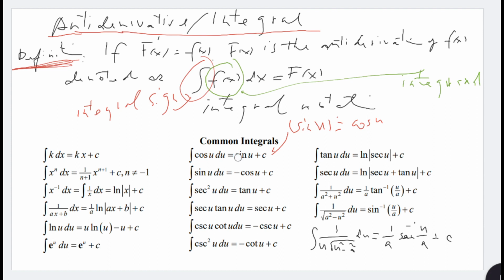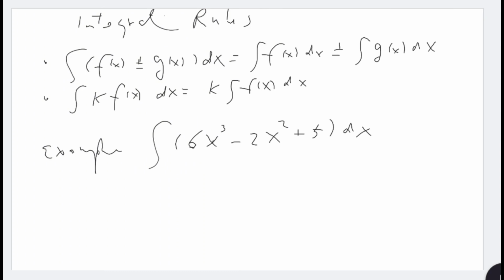Let's take this one as an example. Since we know the derivative of sine equals cosine, we denote it as this, which says the integral of cosine equals sine, or the antiderivative of cosine is sine, of course with the plus c. All right. So those are the basic formulas we're going to use to find the antiderivative function, or to evaluate the integral expressions. There are also two rules we need.